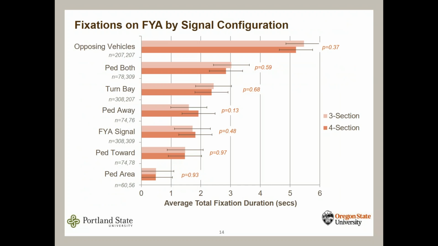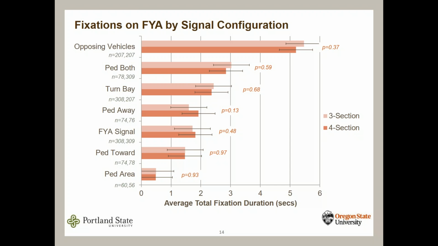Here we're looking at the distribution of average total fixation durations for each one of those areas of interest. There's an awful lot of data here, but we're looking at generally a range of 0 to 6 seconds during one of these permitted left turn scenarios, visual attention that's distributed across the areas of interest. On the vertical axis, we have areas of interest we considered, as well as the number of fixations that were recorded in total for the entire sample size. And then the horizontal bars are the differentiation between the 3 and the 4-section signal head, as well as the p-values for the statistical testing.